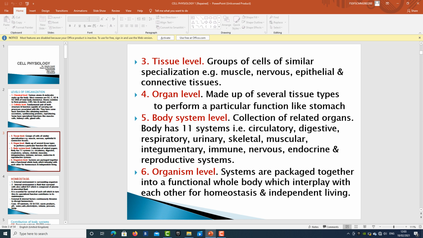Body has 11 systems, that is circulatory, digestive, respiratory, urinary, skeletal, muscular, integumentary, immune, nervous, endocrine, and reproductive systems. Now, the systems are packed together to give rise to a functional whole body, which is a human body, and they are all working with one another to give rise to a normal, healthy individual body. That is the homeostasis, that is the maintenance of internal environment and independent living.